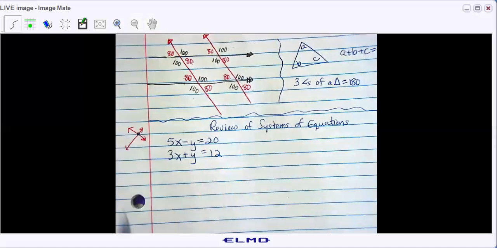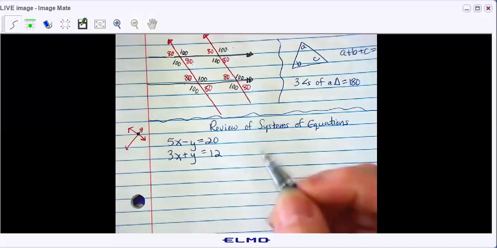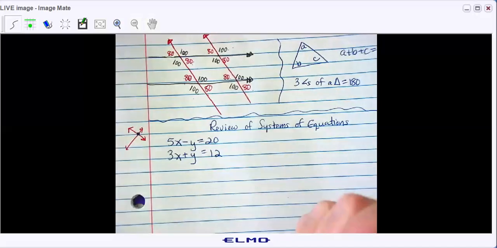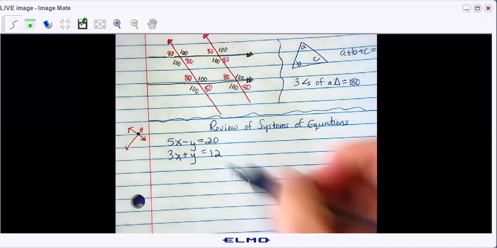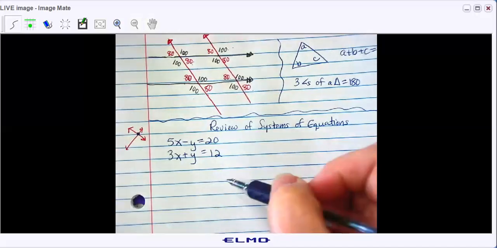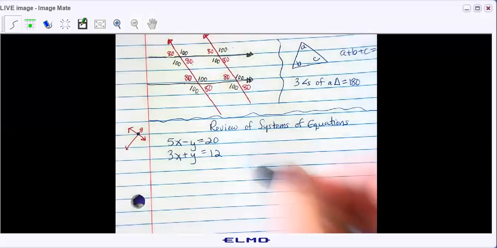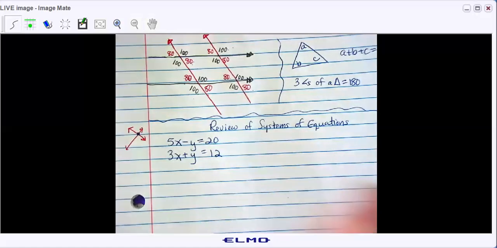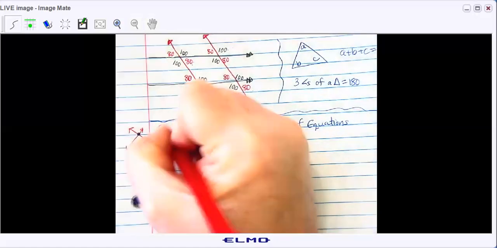But graphing is sometimes too much work. So we could use substitution. Substitution we'd use when we had either an x equals something or a y equals something, and that was pretty easy. But when we have them all on the same side like this, an x and a y equals a number, then we would tend to use elimination, where we would get rid of either the x's or the y's.